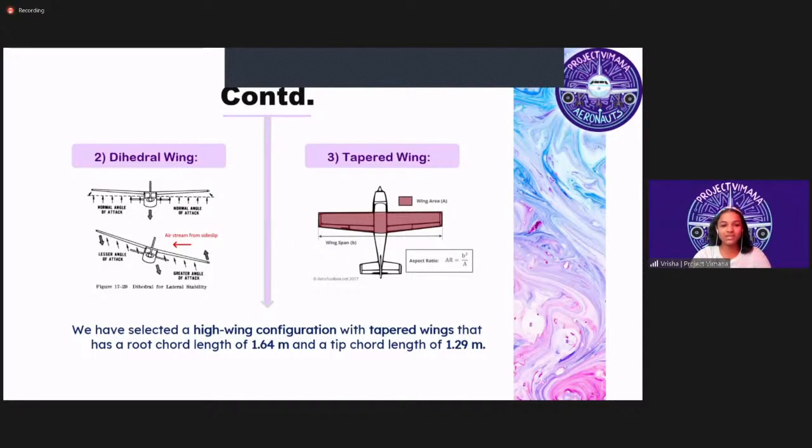We're using wings with a dihedral angle of 2 degrees each so as to provide stability. Even if a gust of wind harshly hits the aircraft, making it tilt, the center of gravity will pull the aircraft back to its original position, causing no damage.